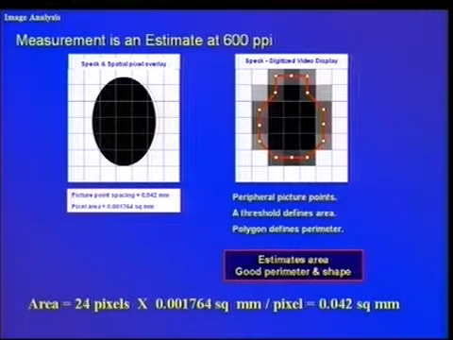Now, the area, as I mentioned before, is computed from the calculation of the size of the pixel multiplied by the number of pixels in the speck. In this case, it is a 0.042 square millimeter speck in the idealized example.